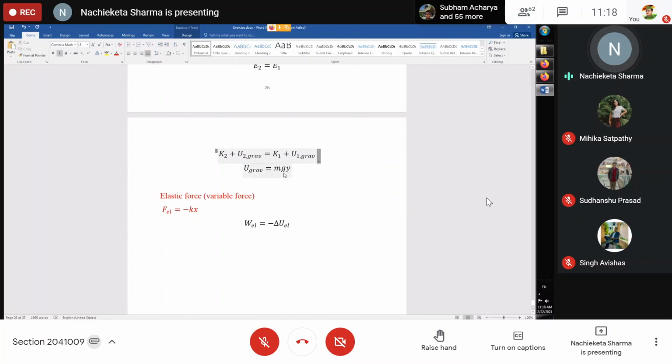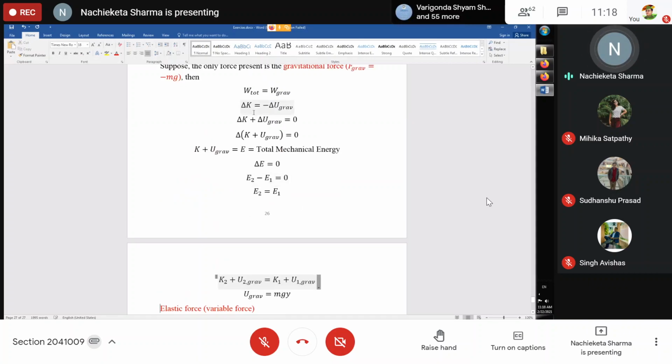U gravitational is equal to mgy. How we have derived these equations, I have probably shown you. Because for a falling body, of course, if you like, I can show it once more. Similarly, we have found out that when the only force present is the elastic force, then the work done by the elastic force is equal to minus delta U elastic.